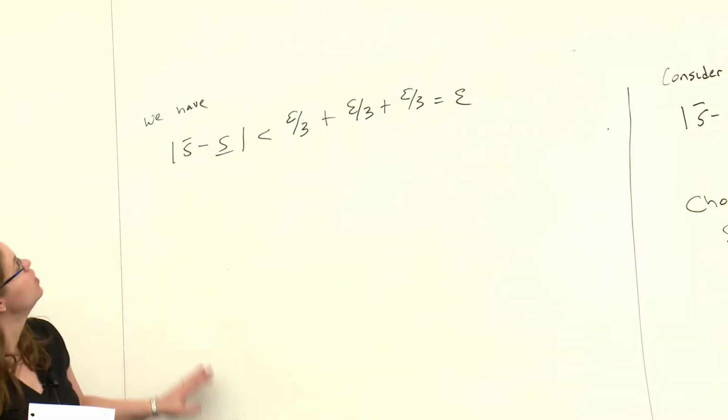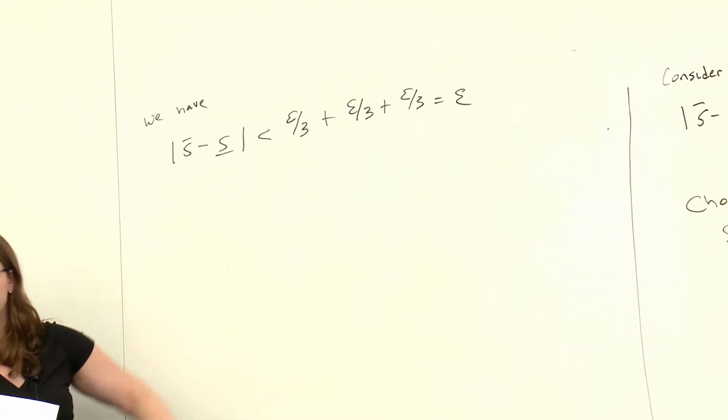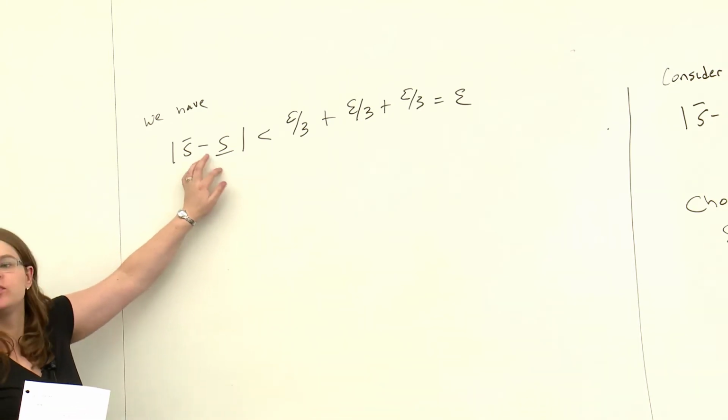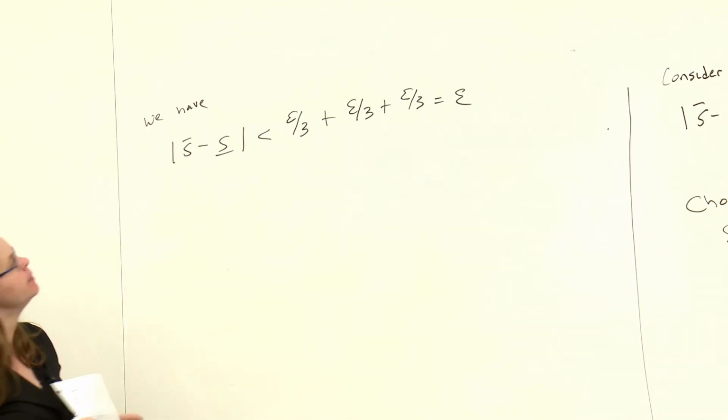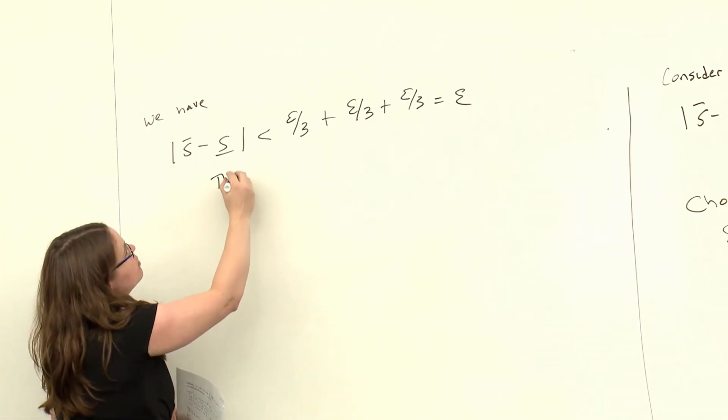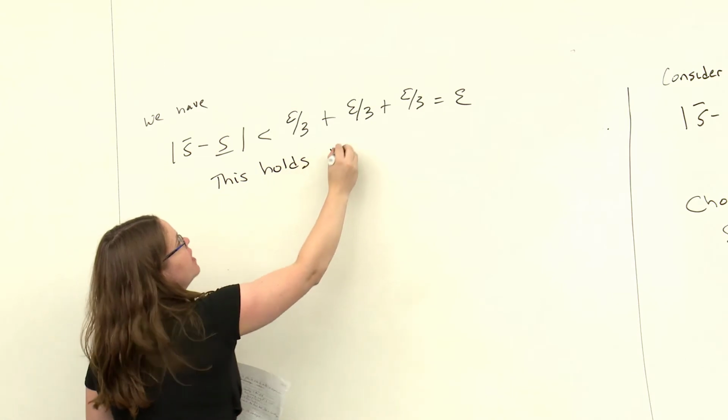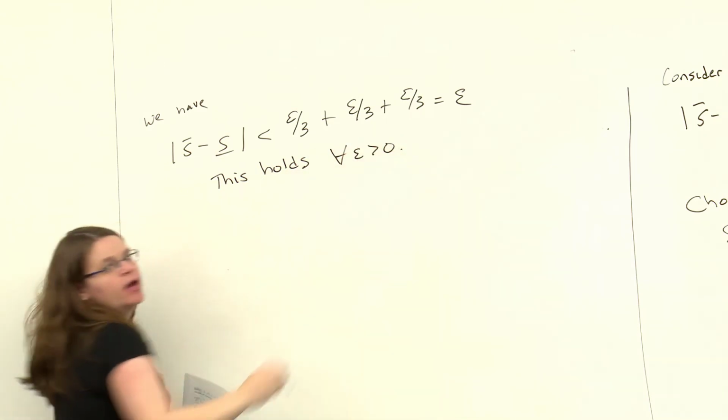Okay, so what do we have? We picked any epsilon, as small as you like. The difference between these two terms is less than epsilon for any epsilon. So this holds for every epsilon that's a positive number, no matter how small.